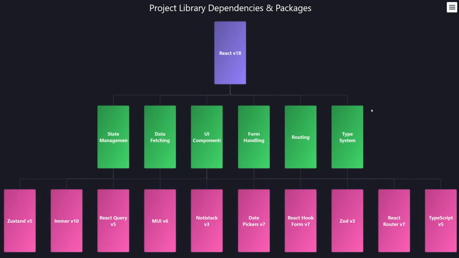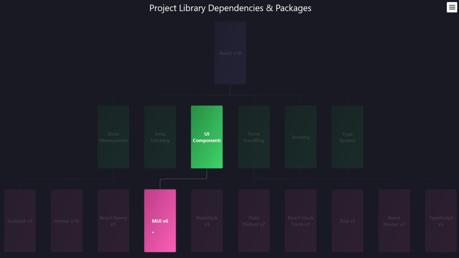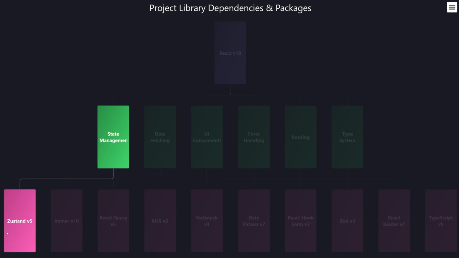But the most important of them is React Hook Form and MUI for our UI components, and also Zustand for our asset management solution. Now, before we jump into the tutorial, first of all, I'm going to give you an overview of what structure we are going to use in our project.